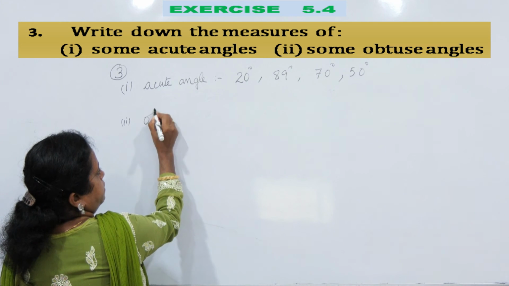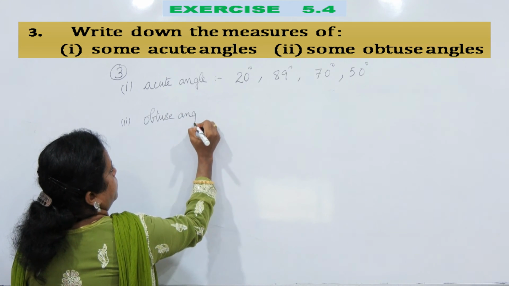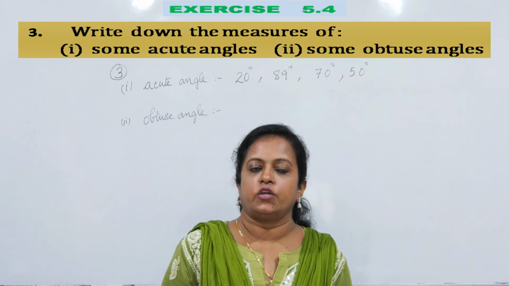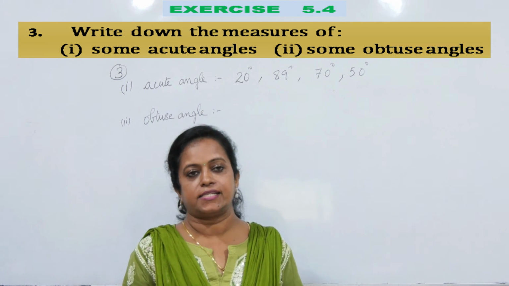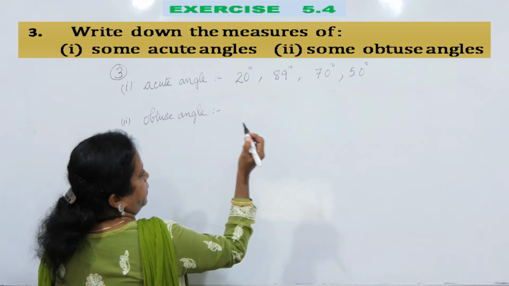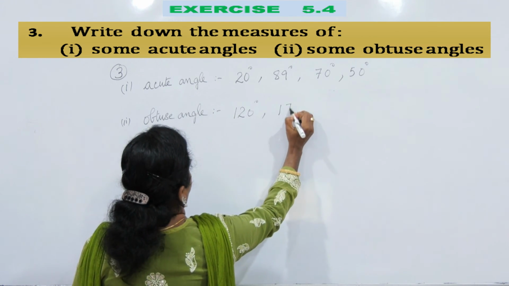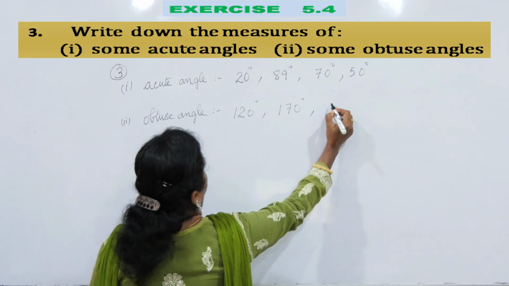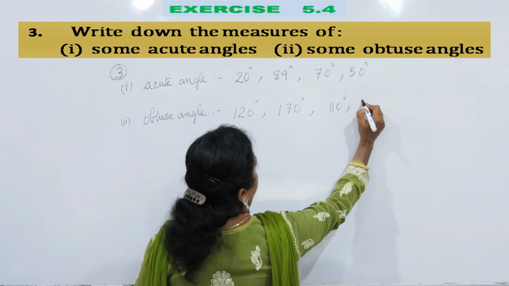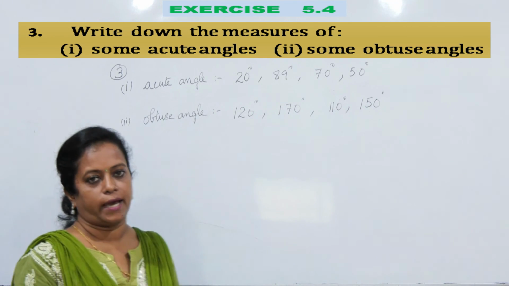Second, you have to give examples of obtuse angle. In obtuse angle you learn the measure is greater than 90 degree but less than 180 degree. So you can give many examples like 120 degree, 170 degree, 110 degree, 150 degree. All these are examples of obtuse angle.